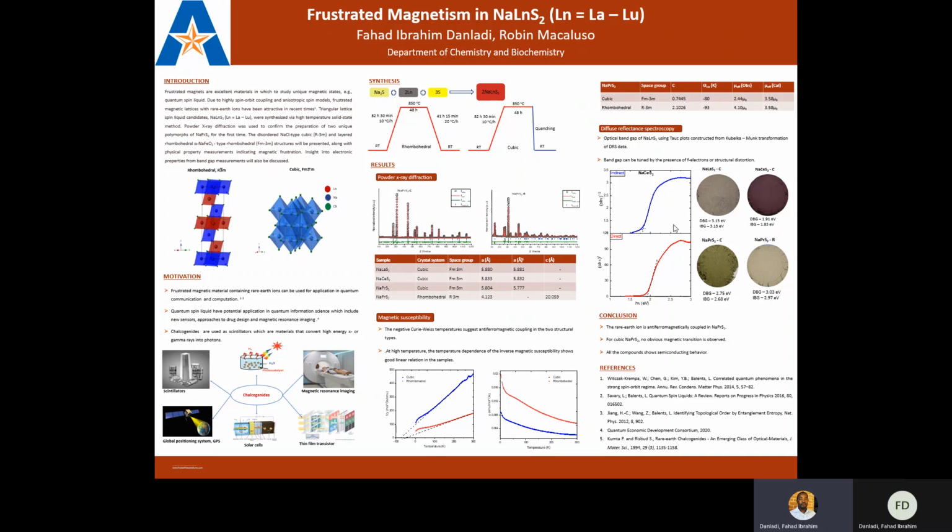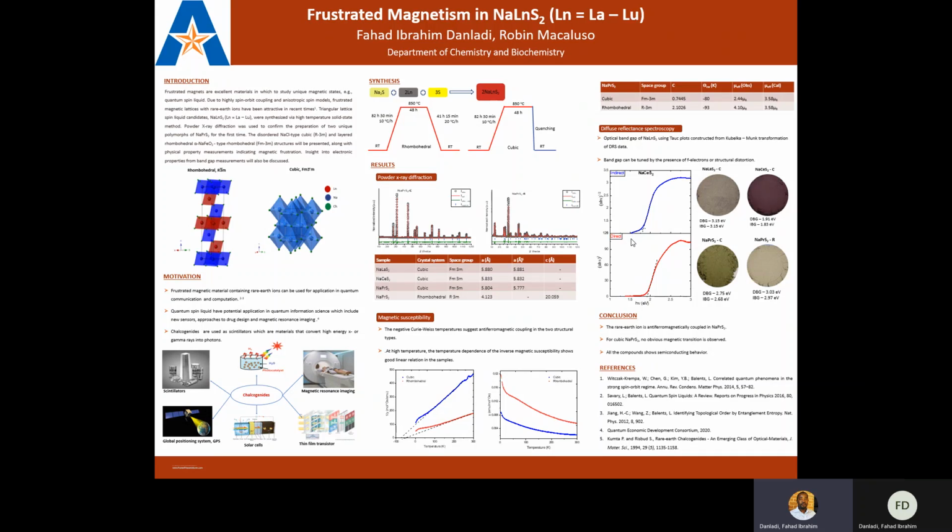The optical band gap of sodium rare earth sulfide, obtained using Tauc plots constructed from Kubelka-Munk transformation of the diffuse reflectance spectroscopy data, shows that all the materials are semiconductors. This is the direct band gap of sodium cerium sulfide, and this is the indirect band gap of sodium cerium sulfide, suggesting that both are possible.